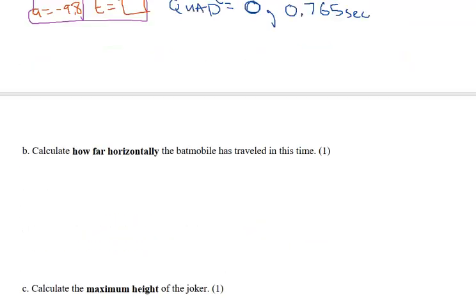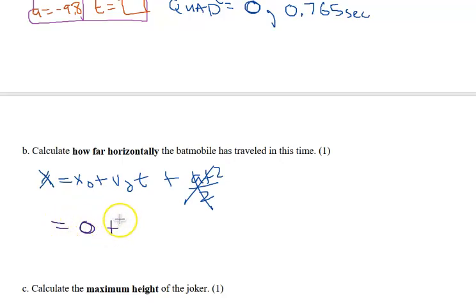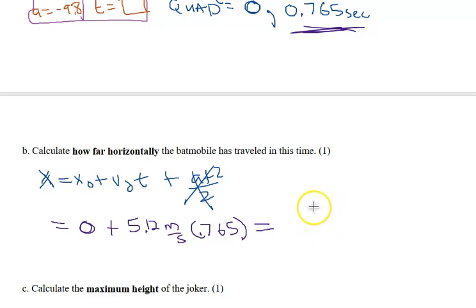Okay, how far horizontally the Batmobile has traveled. So that's the horizontal position function. No acceleration because it's horizontal. And they started at 0. They had an initial speed of 5.12 meters per second. And remember, time passes evenly for both. That's why in the animated lab, right, your times were the same for both your horizontal and vertical data points. And you get that. That's huge.